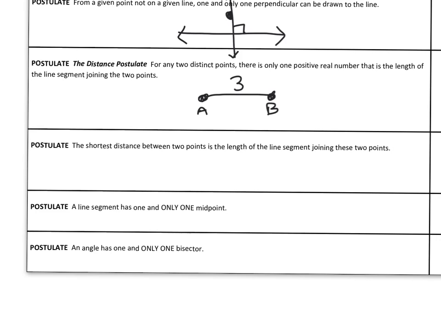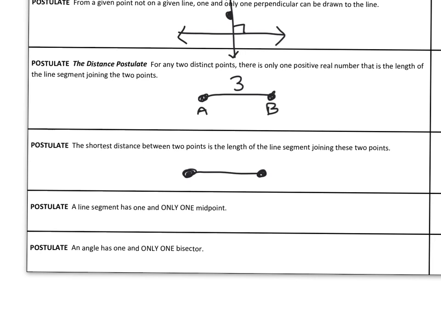The shortest distance between 2 points is the length of the line segment joining these 2 points. It's like when people used to say the shortest distance between 2 places is a straight line. So in other words, I don't want to be doing a whole circle curve going around to get to that point. It's a straight line, the length of that line segment.